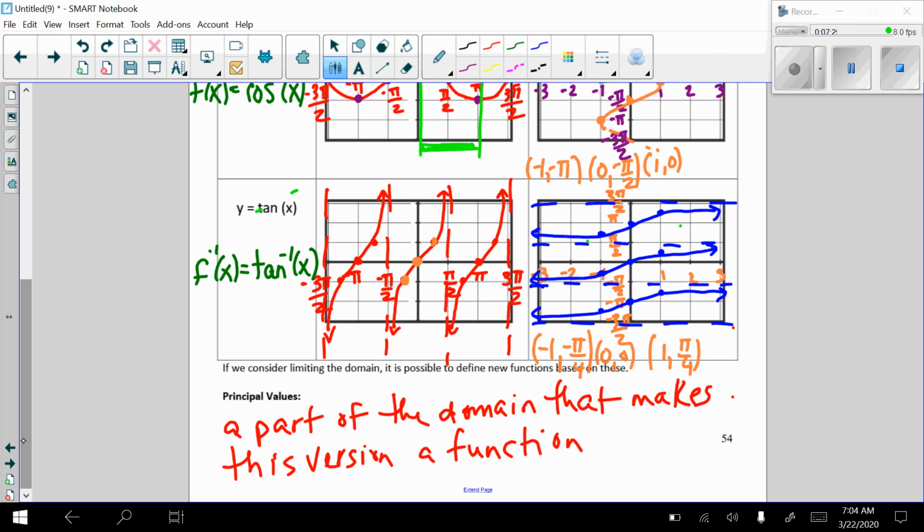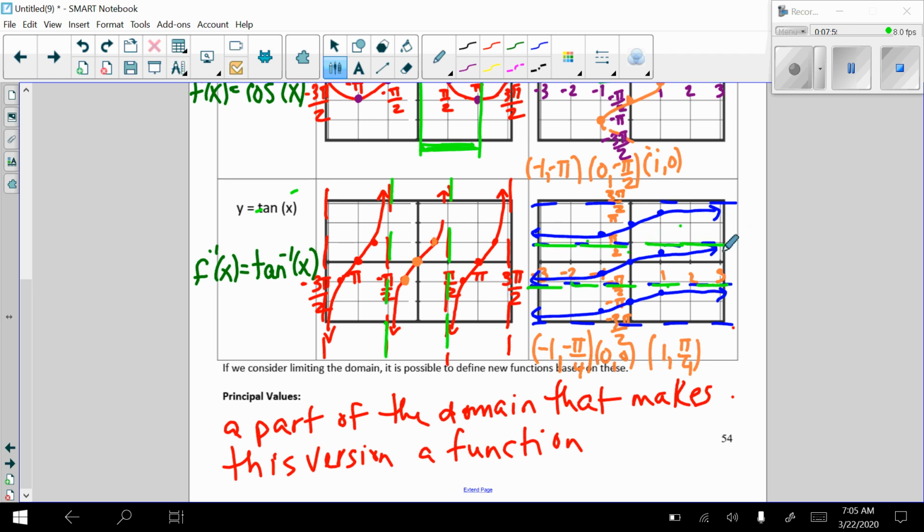For tangent, very similar. We're going to restrict this to just basically one of these curves, from negative pi over 2 to pi over 2. Now, the only thing about this is that negative pi over 2 and pi over 2 are not actually defined here. They're undefined. So when we get to the next page, we're going to talk about the notation, because these are not actually defined at negative pi over 2 and pi over 2.